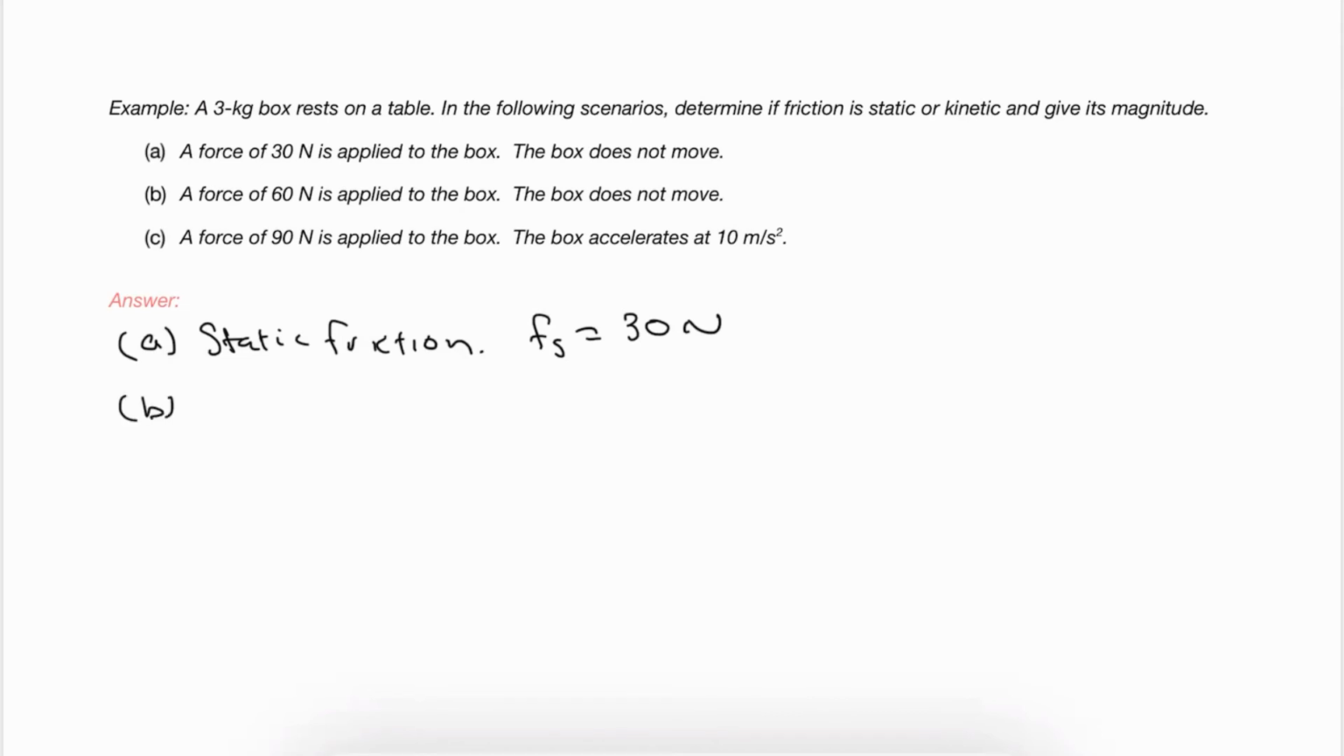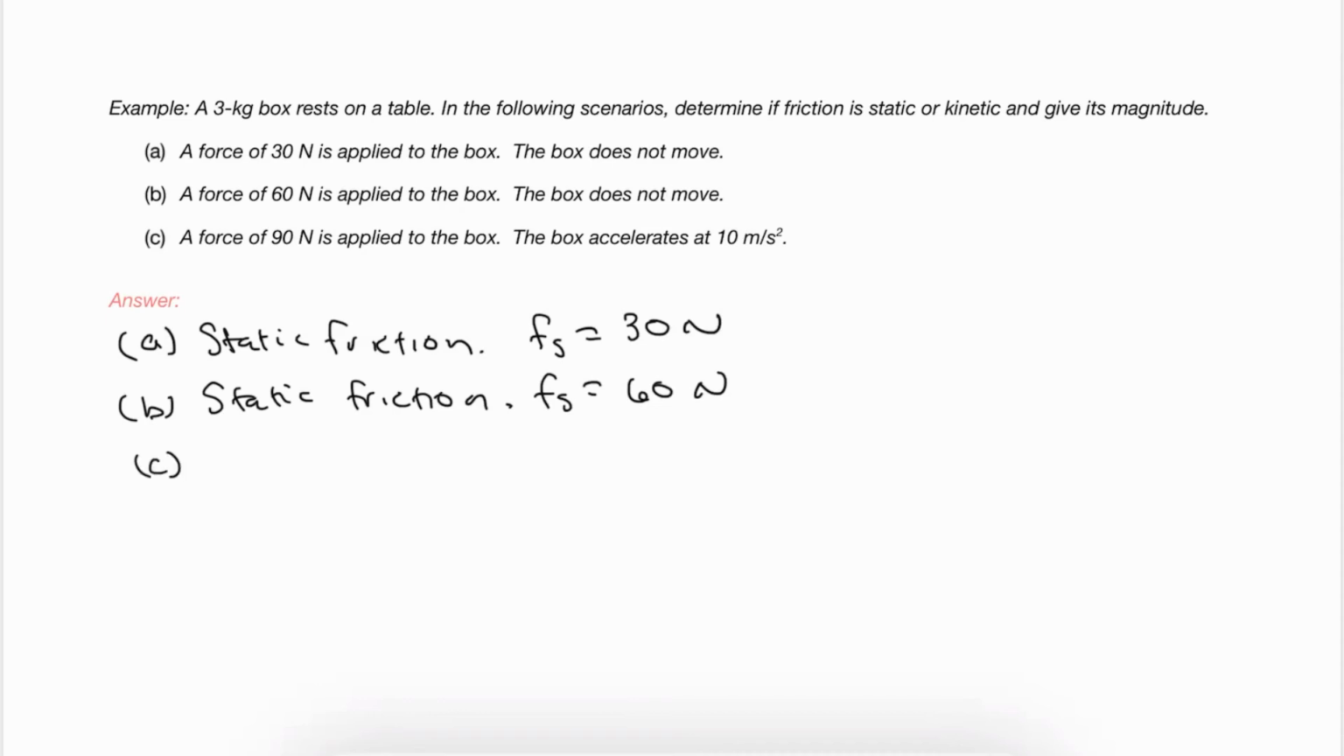In part B, it's a similar setup. In this case, the force that is applied is 60 newtons. So this is still static friction, and this time static friction changes to be 60 newtons. Again, we can see that static friction is not constant. It really just depends on how much force is applied.